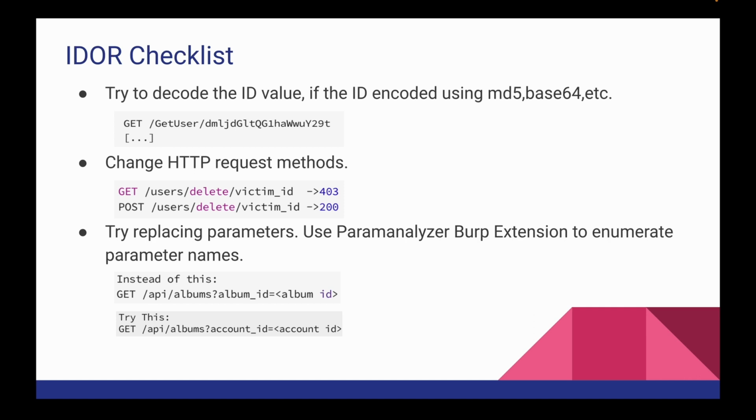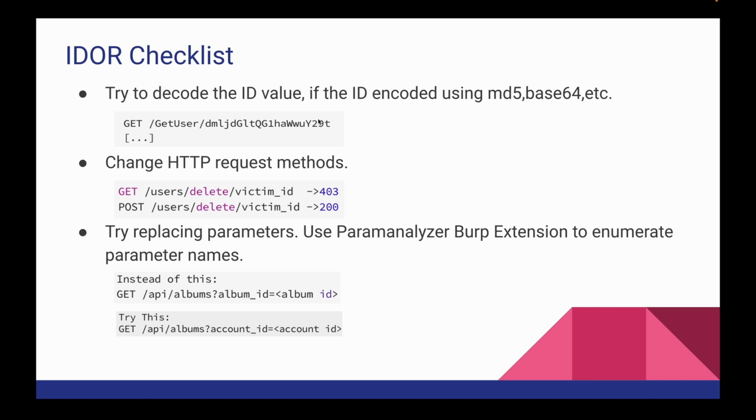In IDOR, we have various ways to bypass a particular ID parameter. Whenever you see an ID parameter in any endpoint, you can try all these checklist items in order to bypass the authorization and try to access other users' information.